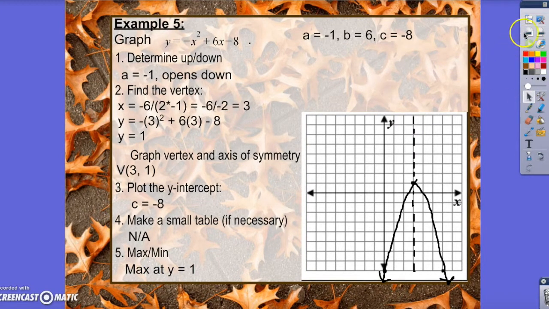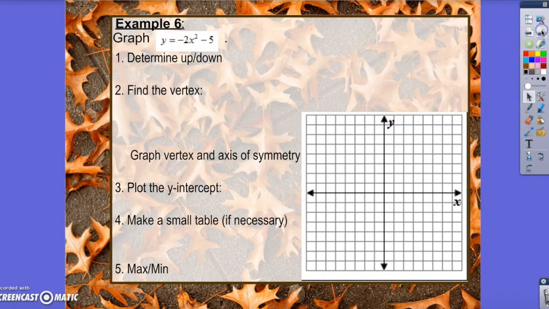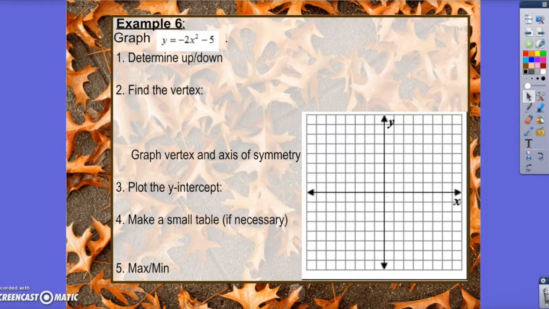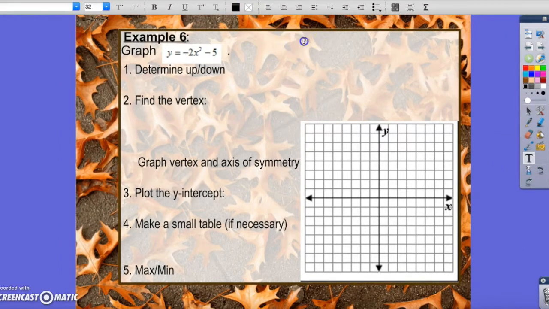All right. So here's our last one. One more example. All right, so for example 6, once again, let's label our a, b, and c. A equals -2. And take a look here. I don't have a b, right? Do you see how b would be attached to the x to the first power? There's no x to the first power, so it's 0. And c equals -5, all right?